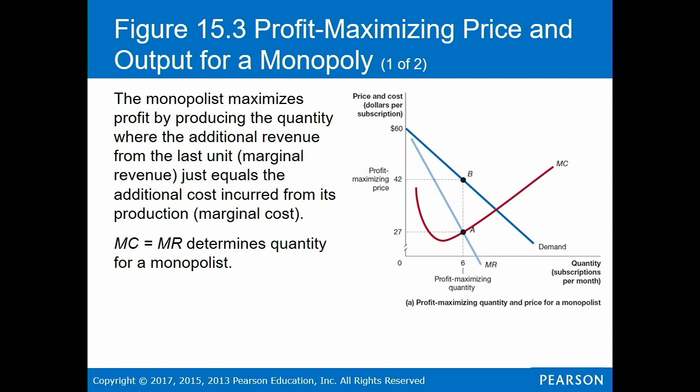The thing I want you to take away from this is that monopolists are going to charge a higher price than you would see with a firm in a perfectly competitive market.